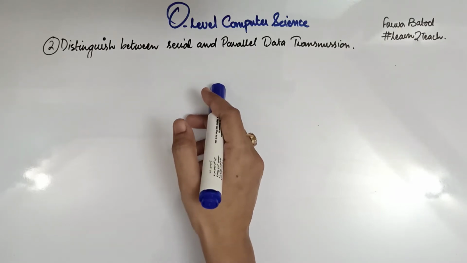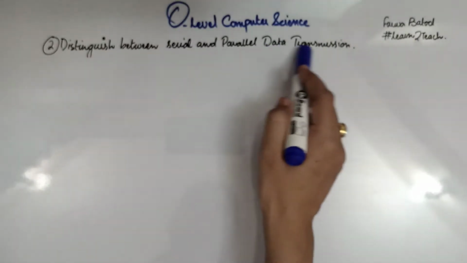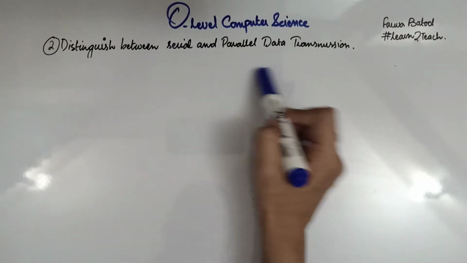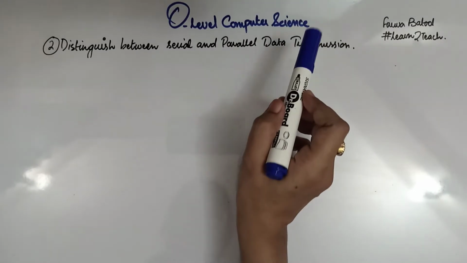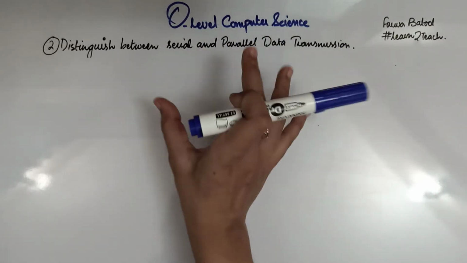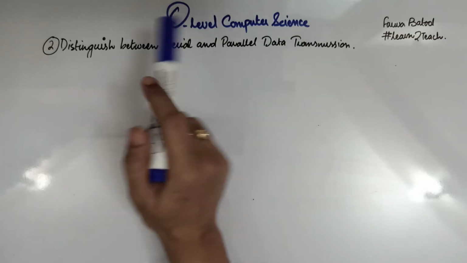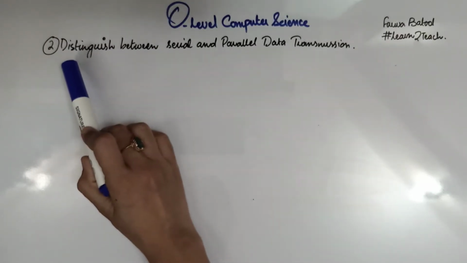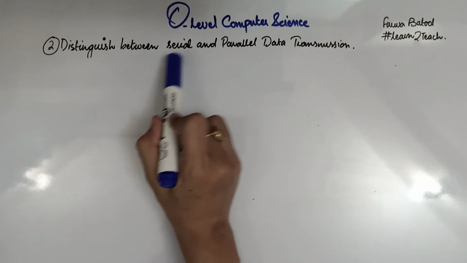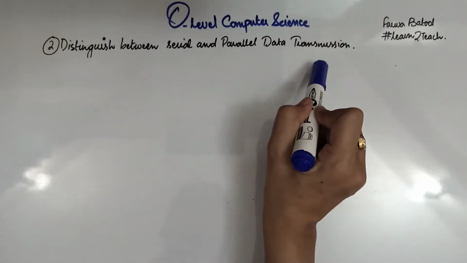So viewers, we have already started the topic of data transmission, and in my previous video I have covered the definition of data transmission, right? So go ahead and see that. In this particular video, we are going to see the difference, or we are distinguishing, between serial and parallel data transmission, right?